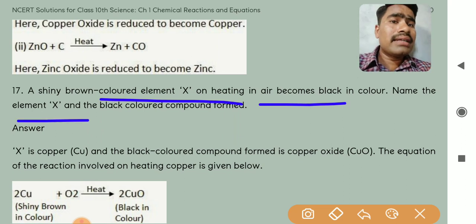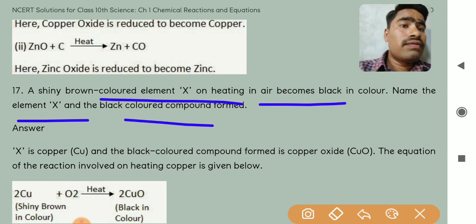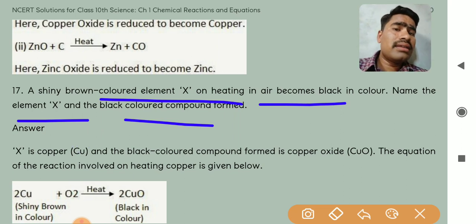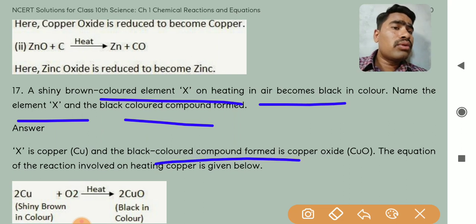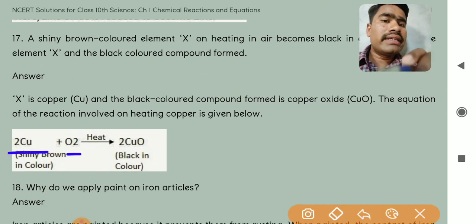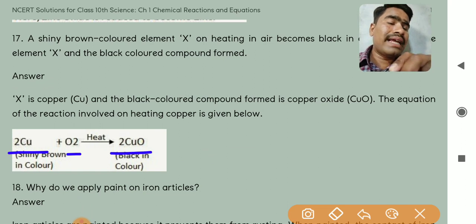Name the element X and the black colored compound formed in this given reaction. So here X is copper, the shiny brown colored metal, and the black colored compound formed on the copper surface is copper oxide. And the equation for the reaction is, you can see here, copper when heated in presence of oxygen forms a black colored substance, copper oxide. So this is the oxidation reaction.